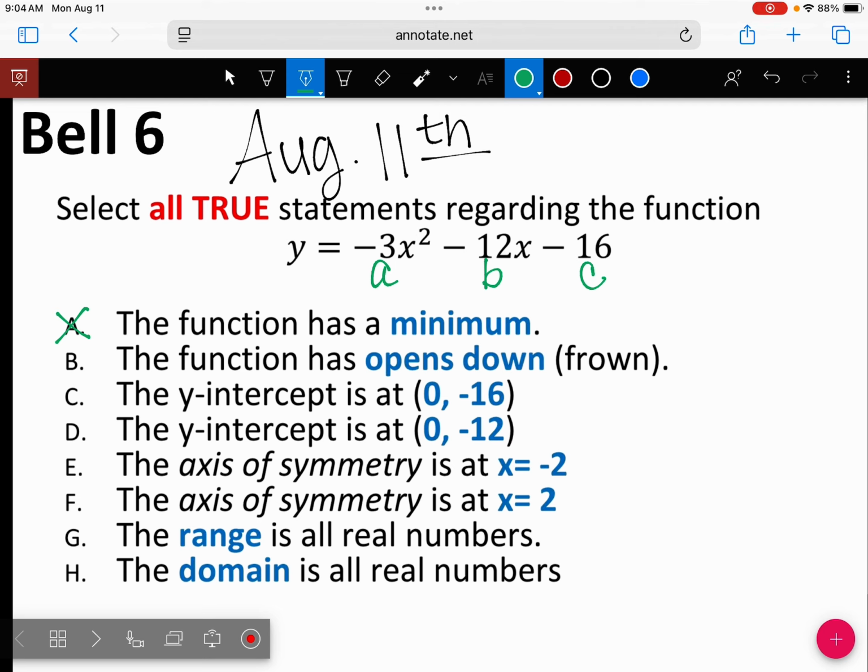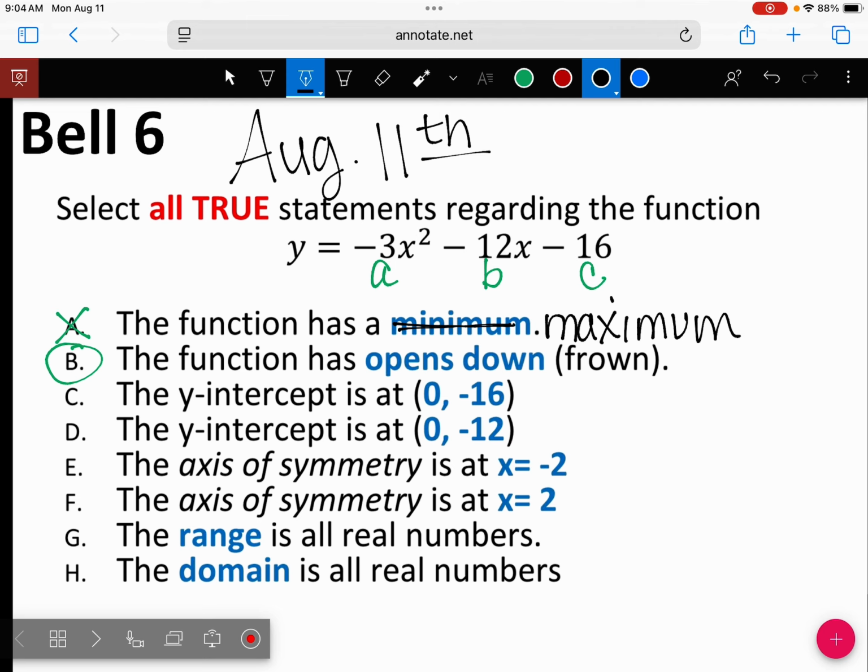All right, remember, A is the attitude. If A is negative, that means it's a frown. So this is true. So B is true. Now, because B is true, go ahead and correct this, that it doesn't have a minimum, it has a maximum. Frowns have a maximum.